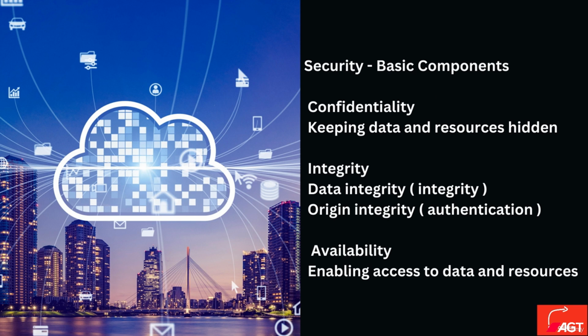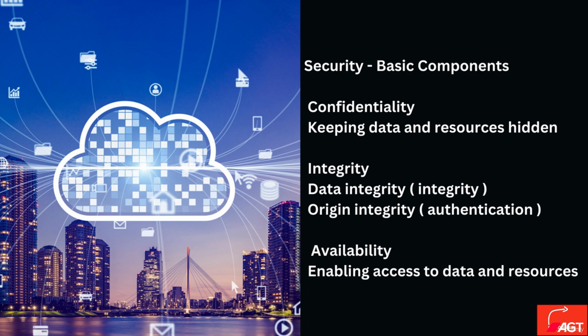In order to ensure that data is available even if one server fails, redundancy entails copying data and resources across numerous servers. In order to ensure that data and resources can be retrieved in the case of a catastrophic event, such as a natural disaster or cyber attack, disaster recovery entails installing backup and recovery procedures.